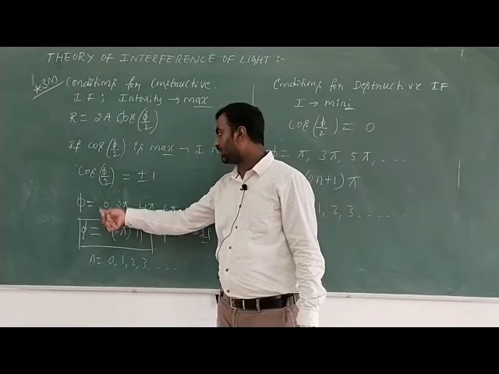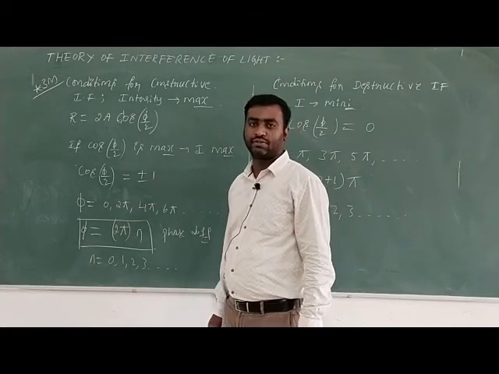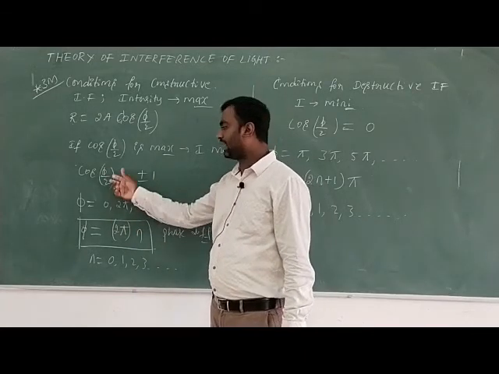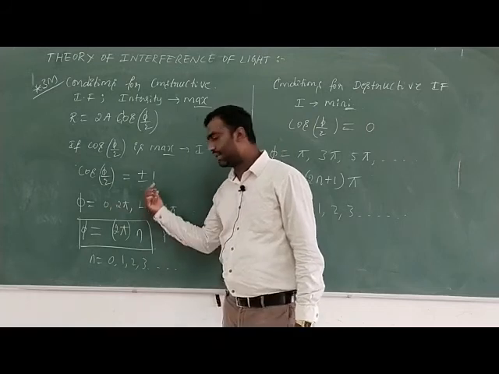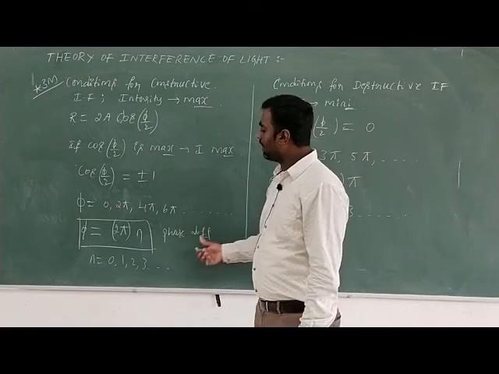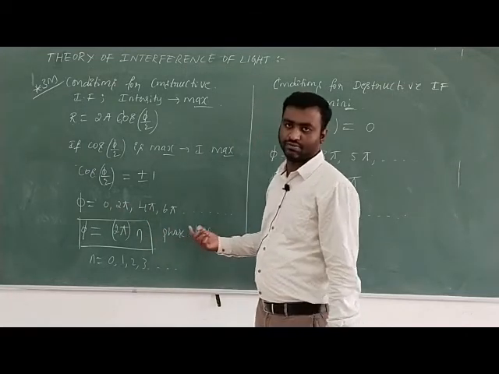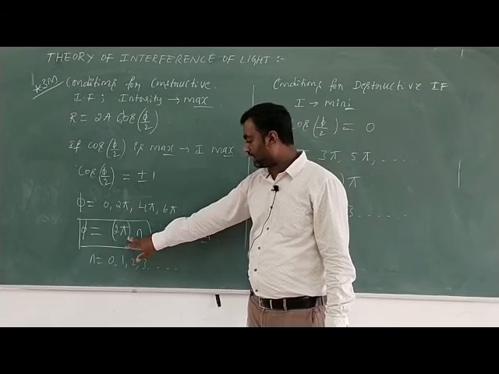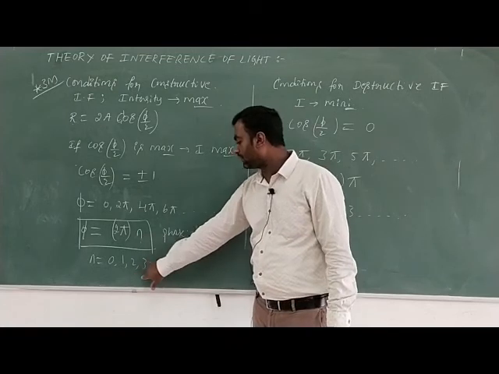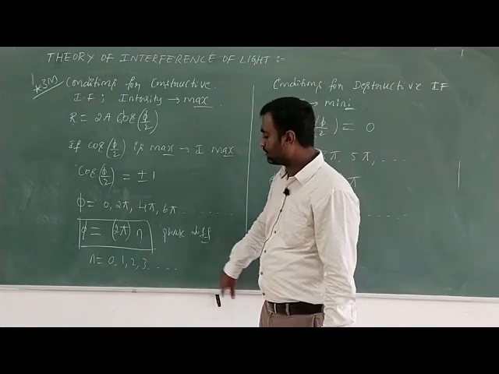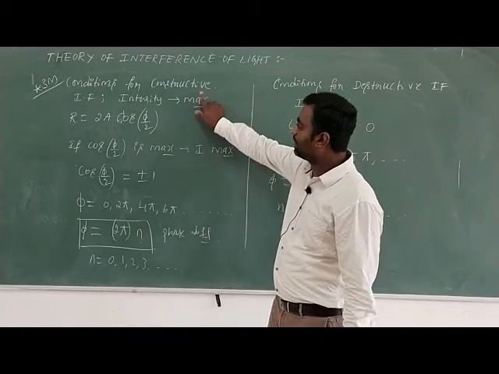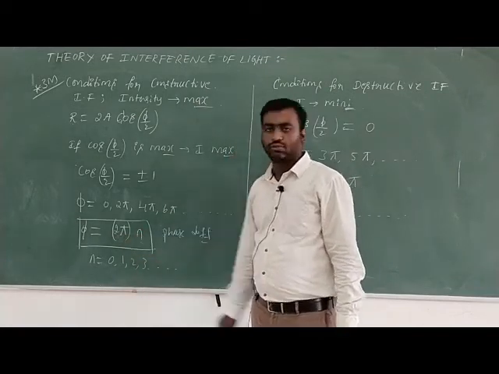If you substitute 0 in place of pi, 0 by 2 is 0, so the cos 0 degree value becomes plus 1. Like the 2 pi substitution, 2 pi by 2 is pi, so cos pi is minus 1, that is 180 degrees, cos 180 is minus 1. Like that we have 4 pi, 6 pi and so on for even integers, that is 2 pi multiplied by n. Here n can take the values 0, 1, and so on. That is an integer multiple of 2 pi. The phase difference in constructive interference is an integer multiple of 2 pi.